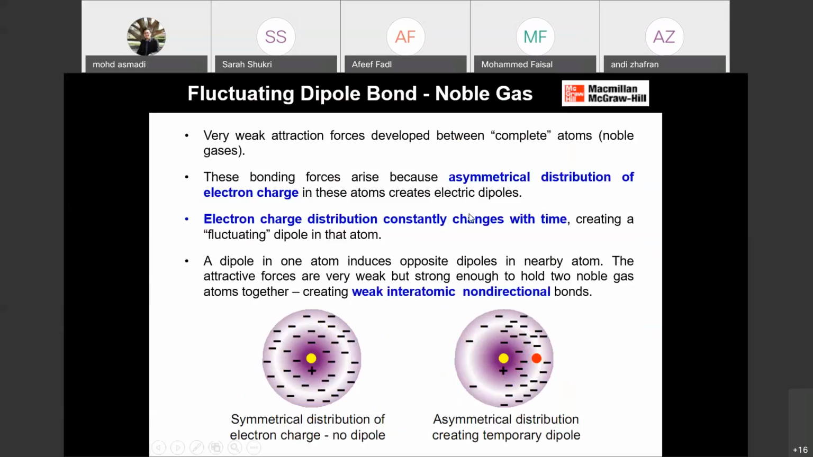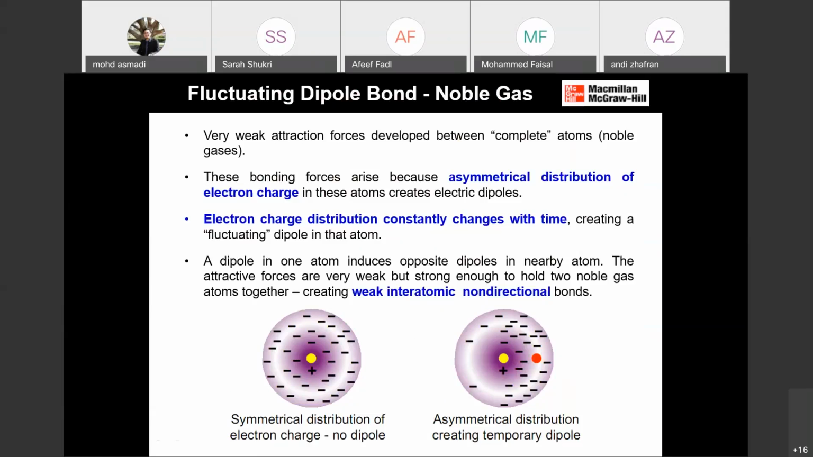This one is the interaction. Generally we can see for the noble gas like hydrogen gas with hydrogen gas or argon with argon, they can form fluctuating dipoles. It is a very weak attraction force developed between complete atoms, especially for the noble gas. It can be asymmetrical as well as symmetrical.